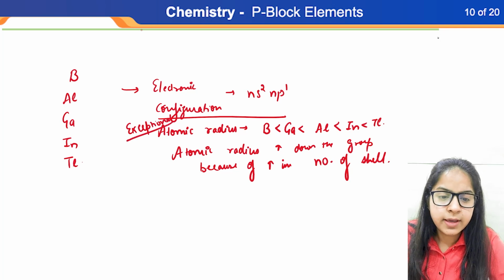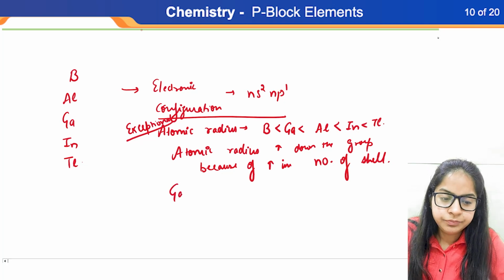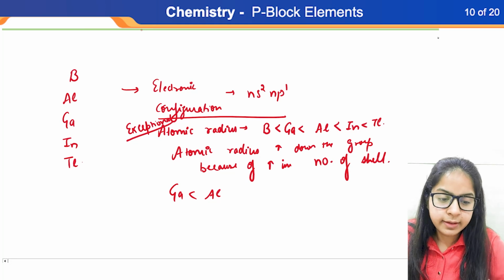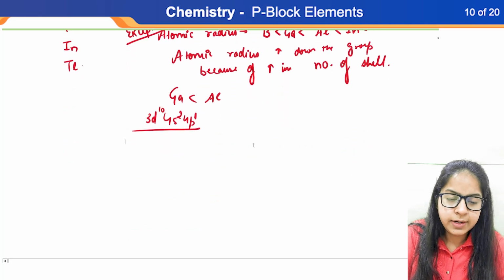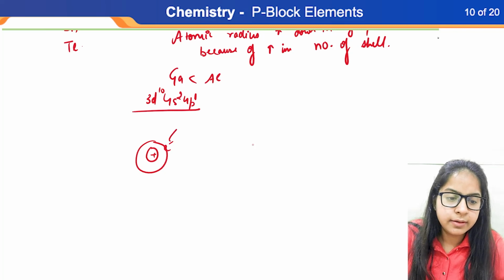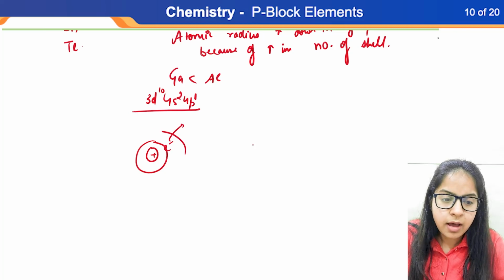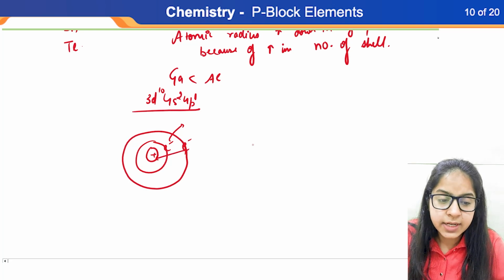But this one is the exceptional case. Why is this an exceptional case? Why is gallium's atomic radius smaller than aluminium's? Because before filling of 4s2 4p1, there are 3d10 electrons, and d electrons have less shielding effect. D electrons are going to shield the outermost electrons less. So the nucleus will attract this electron towards itself very easily, and that's why the atomic radius is going to decrease.